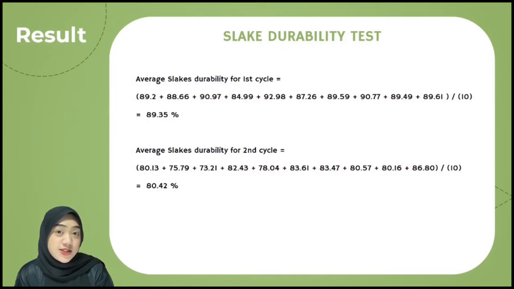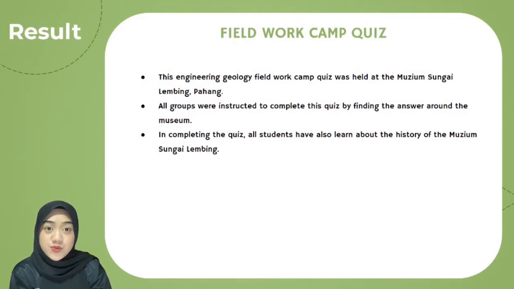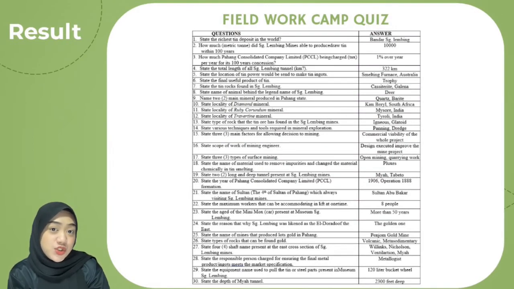Finally, the average slate durability for the first cycle is 89.35% and the average slate durability for the second cycle is 80.42%. This engineering geology fieldwork camp quiz was held at the Museum Sungai Lembing, Pahang. All groups were instructed to complete this quiz by finding the answers around the museum. In completing the quiz, all students also learned about the history of the Museum Sungai Lembing. The tables below show the completed results of the fieldwork camp quiz.